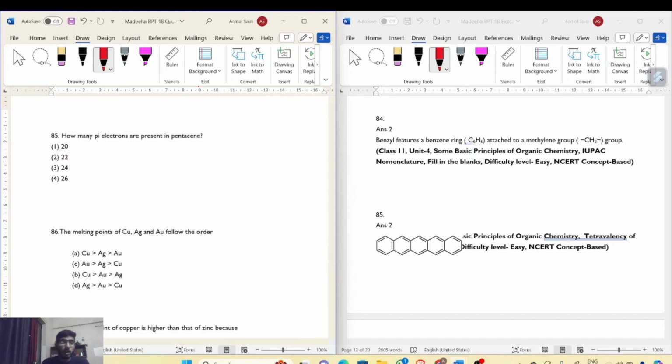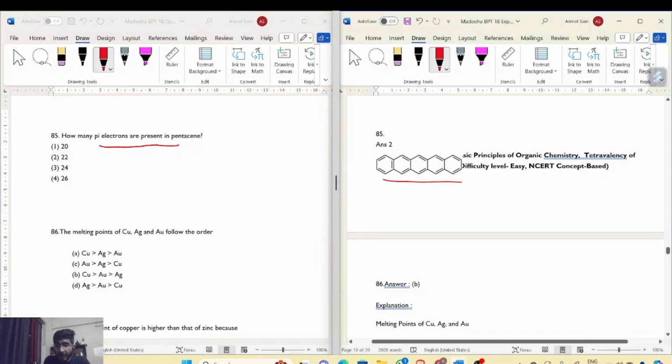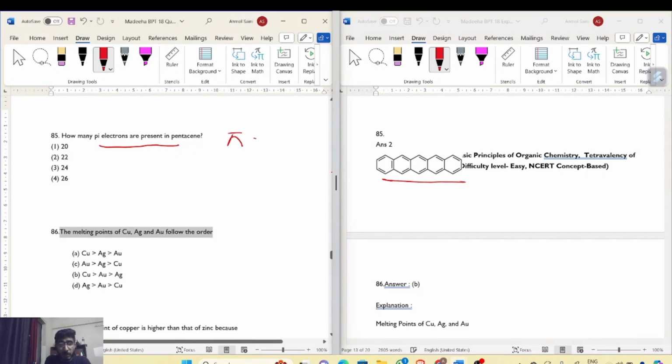Now, question number 85. How many pi electrons are present in pentacene? Okay. So first of all, we have to draw the structure of pentacene. So this is the structure of pentacene. And now here we have to calculate the number of pi electrons.